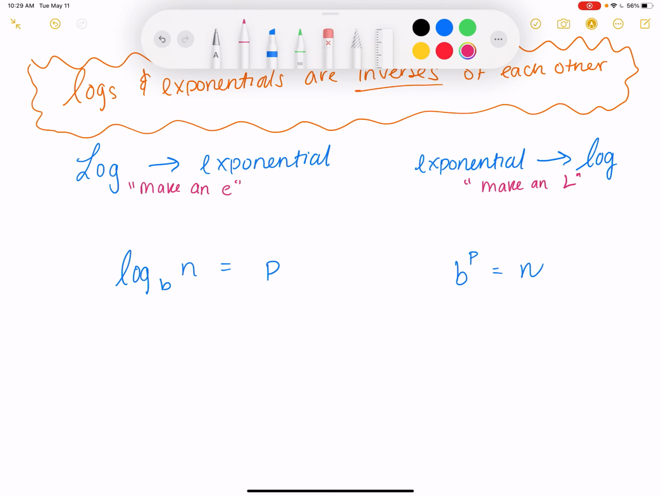Are you ready? This is going to be super complicated. I'm ready. It's going to be so easy. Start at b, curve around, hit the p, come back through and hit the n. And what letter does that make? E. b raised to the p is equal to n. This all makes sense now.